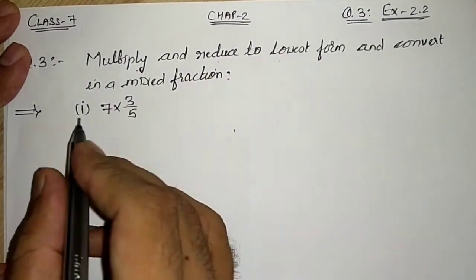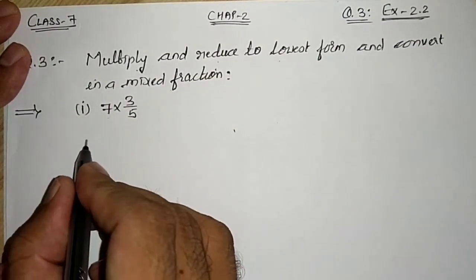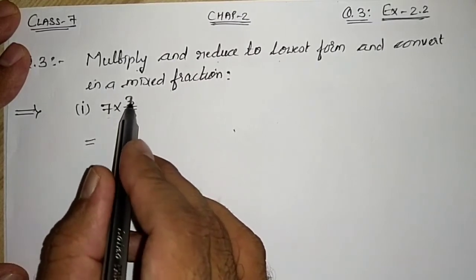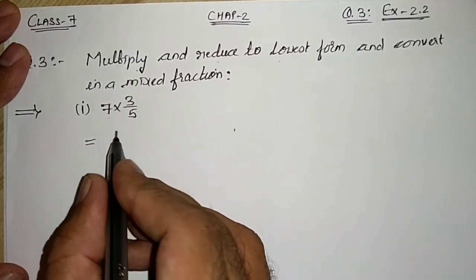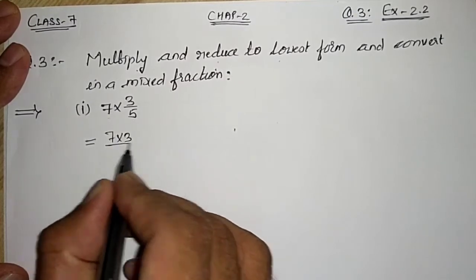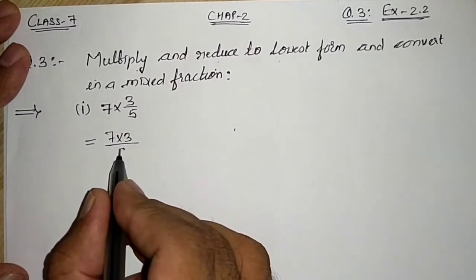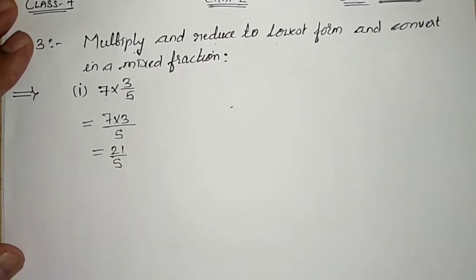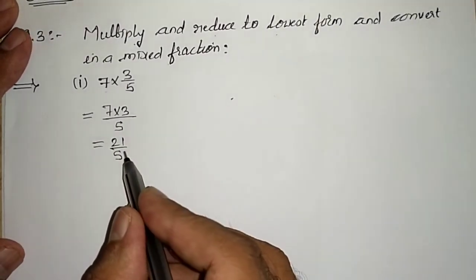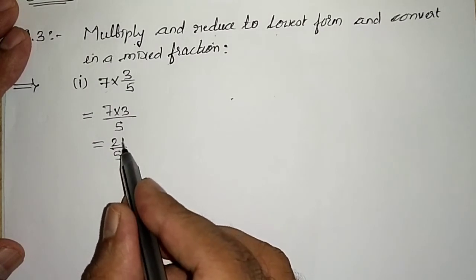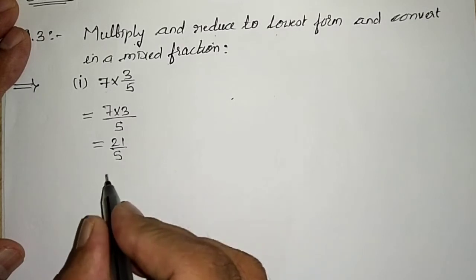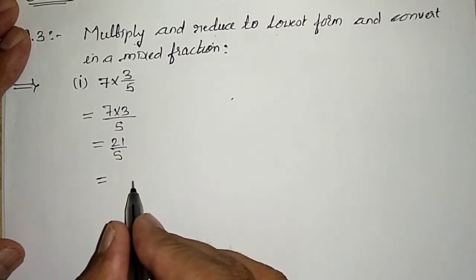So question number 1 says 7 into 3 by 5. As I have told, we have to multiply. If it is a whole number, we have to multiply it to the numerator. So 7 3s are 21, divided by 5. Now there is no common number between them, because 21 doesn't come in 5's table. So this is our final answer, but we have to convert it into a mixed fraction.